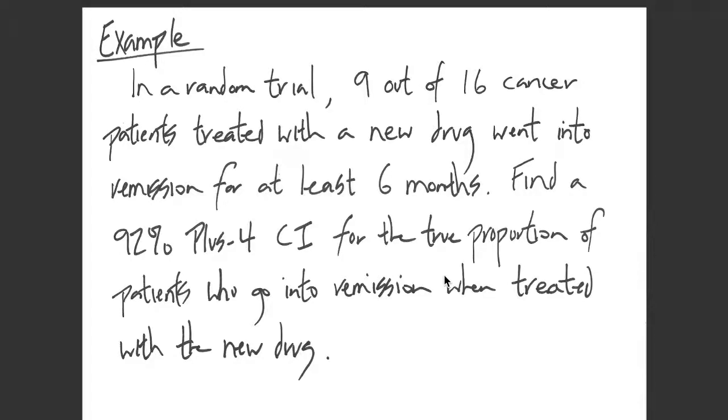The example here is fairly indicative of what happens in the real world. If you're doing opinion polls, then large sample sizes are fairly routine. But if you're doing experiments, then a lot of times large sample sizes aren't really in the picture, and this is the case here. Suppose we had a random trial of a new cancer drug. And in that random trial, suppose the results were that 9 out of 16 patients treated with the new drug went into remission for at least 6 months. Let's find a 92% +4 confidence interval for the true proportion of patients who go into remission when they're treated with the new drug.